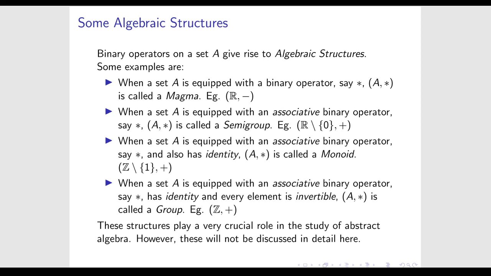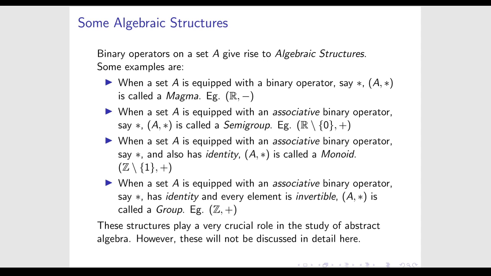Now let's move forward. When a set A is equipped with an associative binary operator, say star, (A, star) is called a semigroup. An example is the real numbers except 0 with the operation plus. Again, another step forward. When the set A is equipped with an associative binary operator star and it has an identity for star, (A, star) is called a monoid. For example, the integers except 1 with the operation plus.